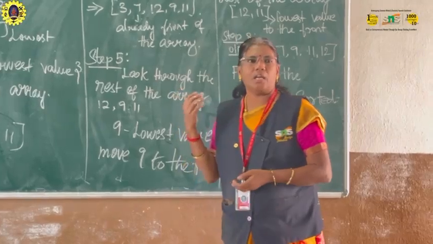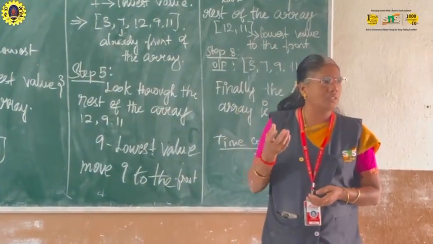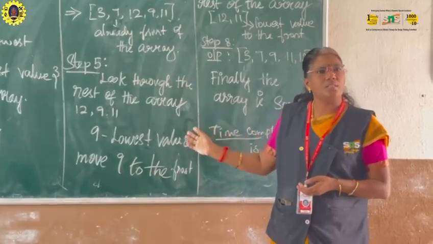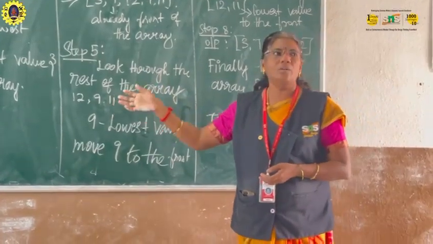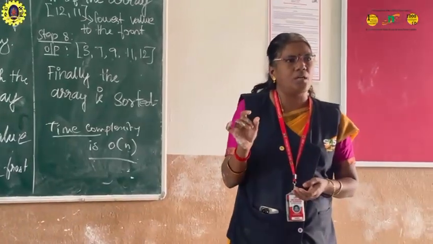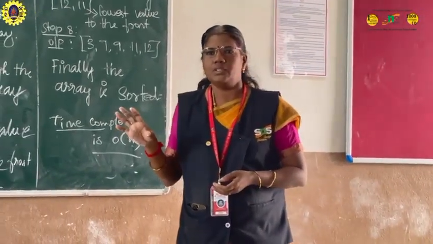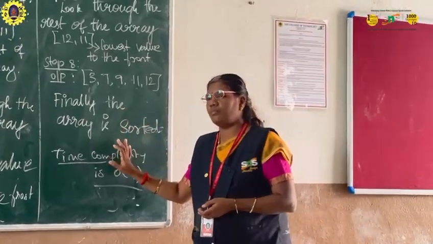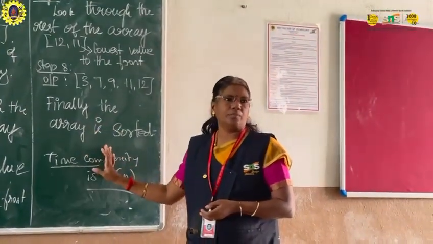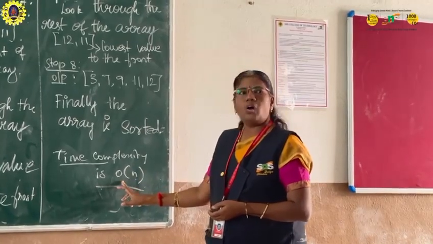For descending order, we take the largest element each time. In that example, we processed the lowest or smallest element, so the output is in ascending order. This is one type of sorting method in Python programming. The time complexity is O of n.